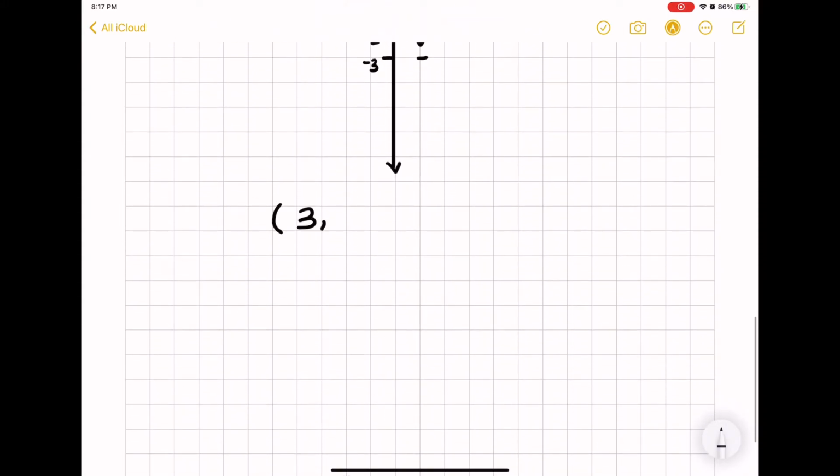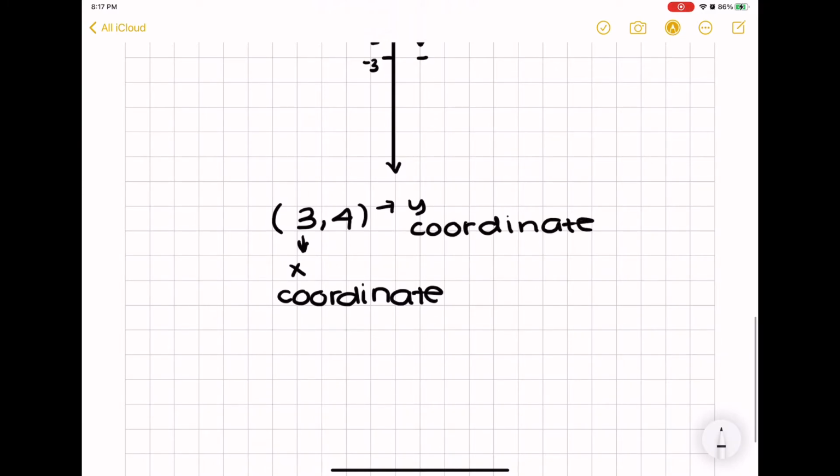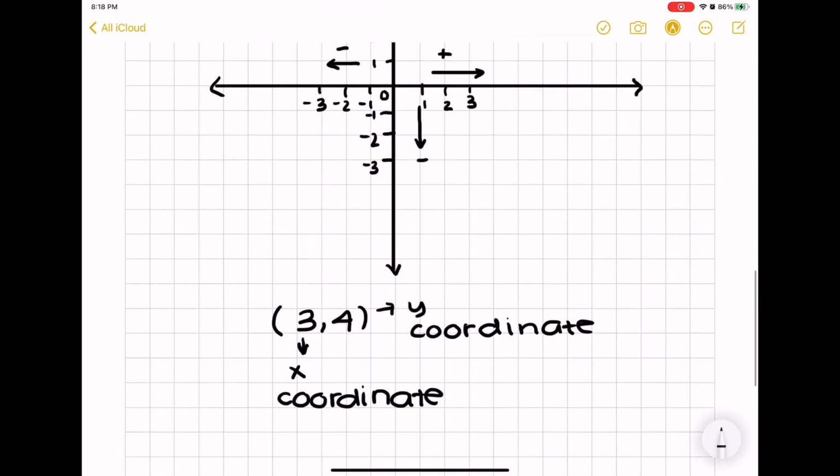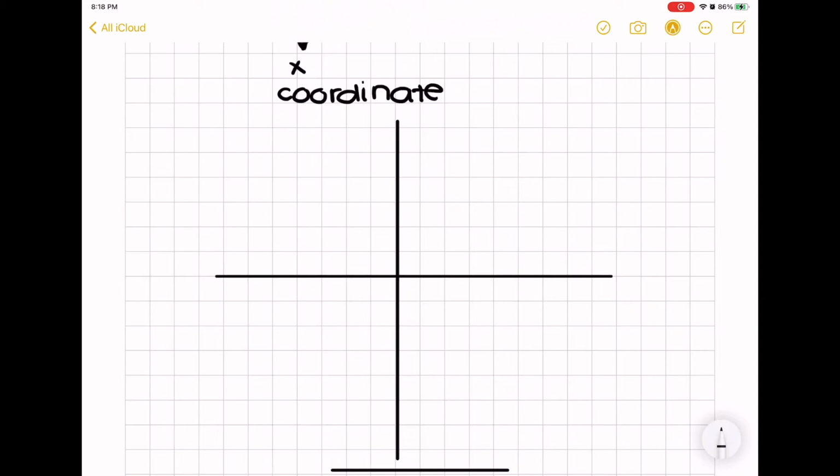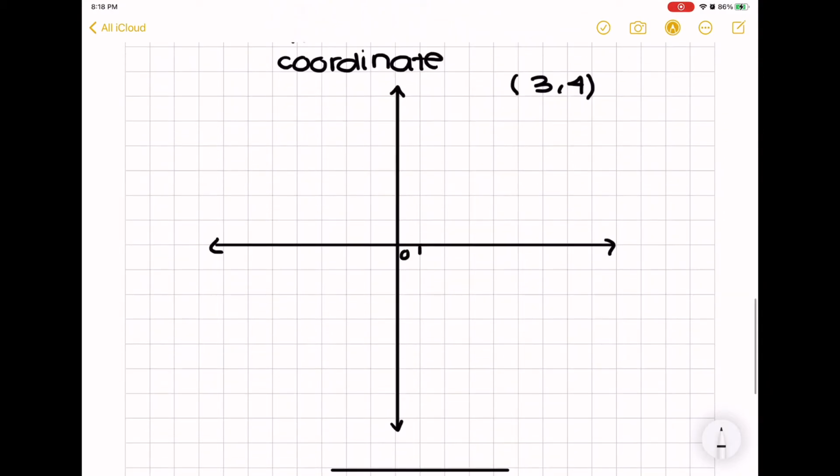Now let's get more into depth with the coordinates, because as I just said, there's an x-coordinate and a y-coordinate. So whenever we're asked to graph a point, we're given a number, comma, another number in parentheses. The first number is always the x-coordinate, and the second number is always the y-coordinate. What do you mean by this, you might ask? Well, if we draw our graph, as you can see here, and we're asked to graph 3 and 4.